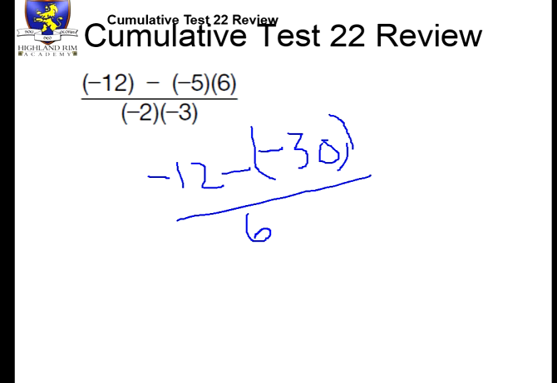Okay, so negative 12 minus a negative 30 is the same as negative 12 plus 30, so we end up with 18 over 6. Which is equal to 3. And that's your answer.